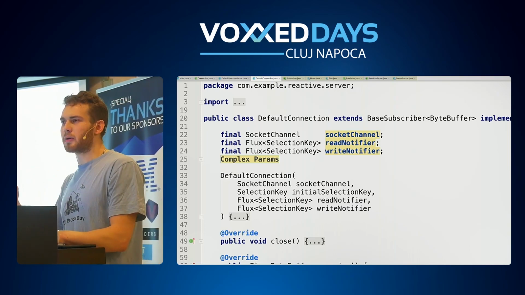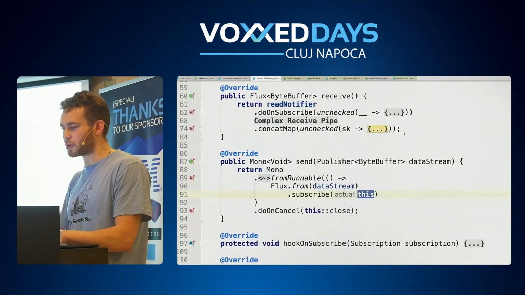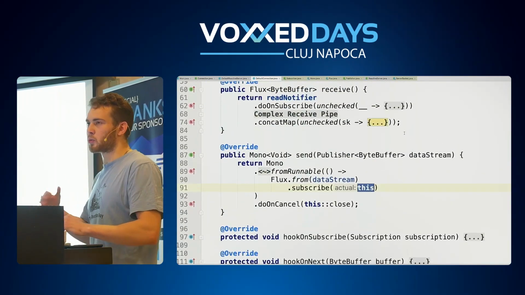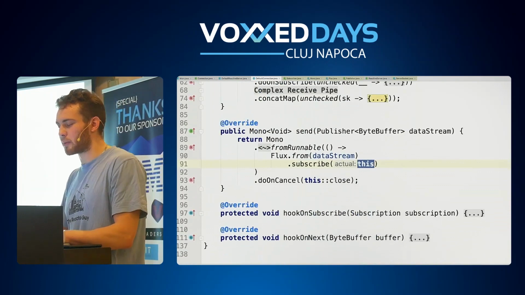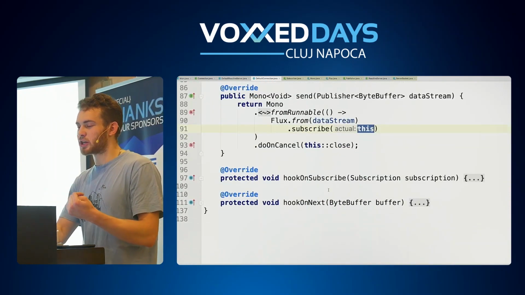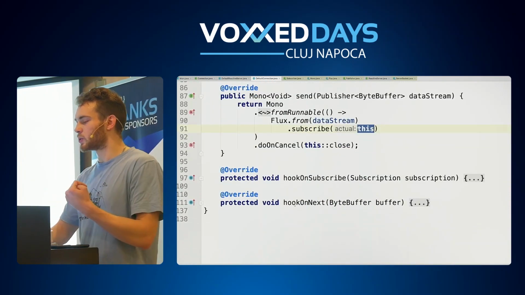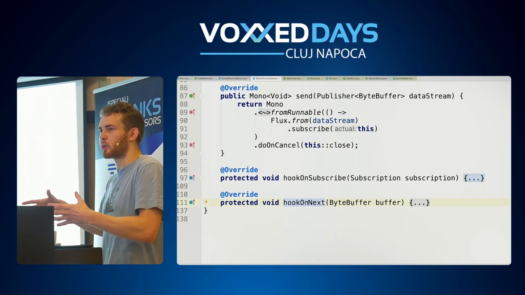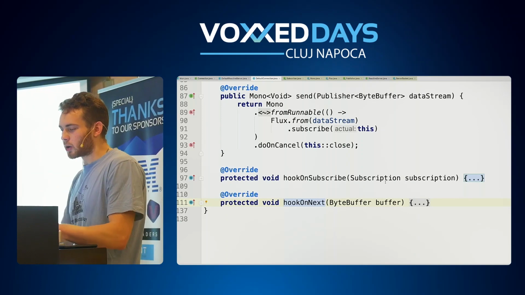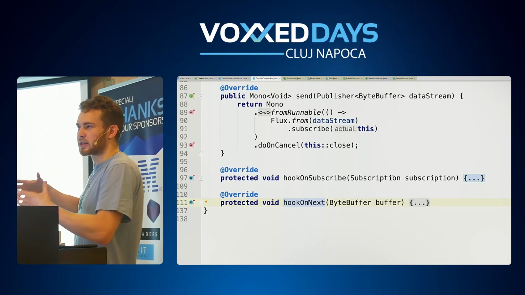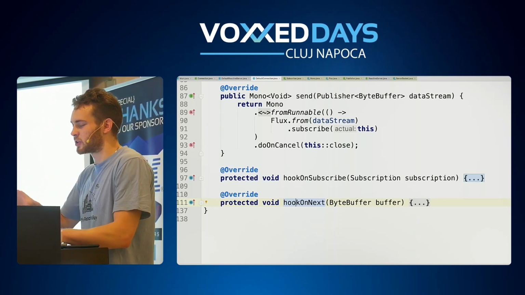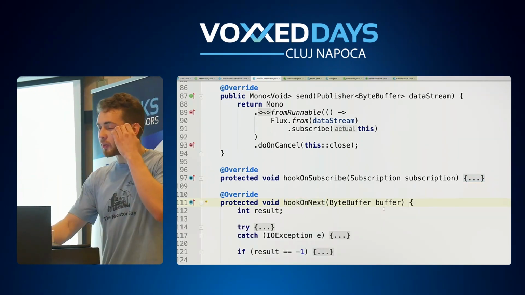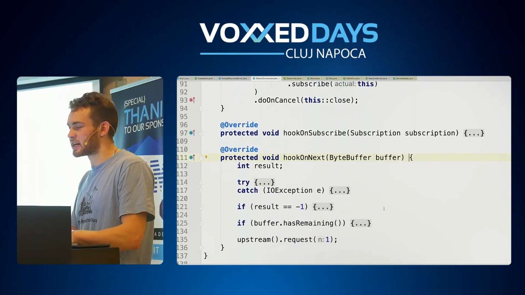BaseSubscriber allows me to use a few methods from the Subscriber. In this case, we want to use just a few methods. We need hookOnNext, which is a method that will be called when we get some data, and hookOnSubscribe when we get the first subscription of the stream. This is just the initial state. So let's start with handling and writing data to the stream.